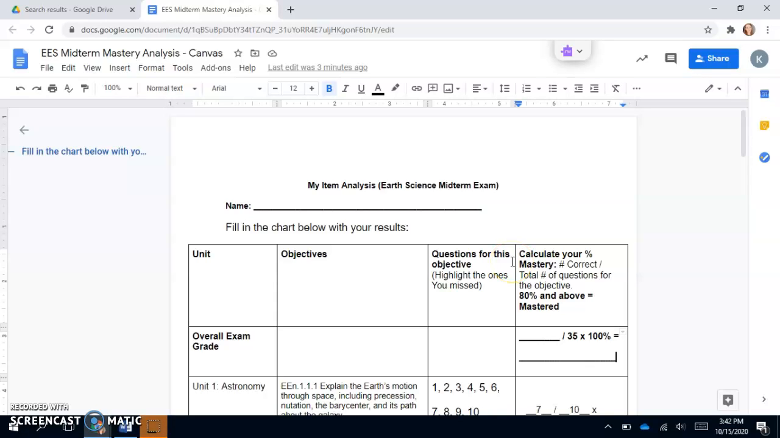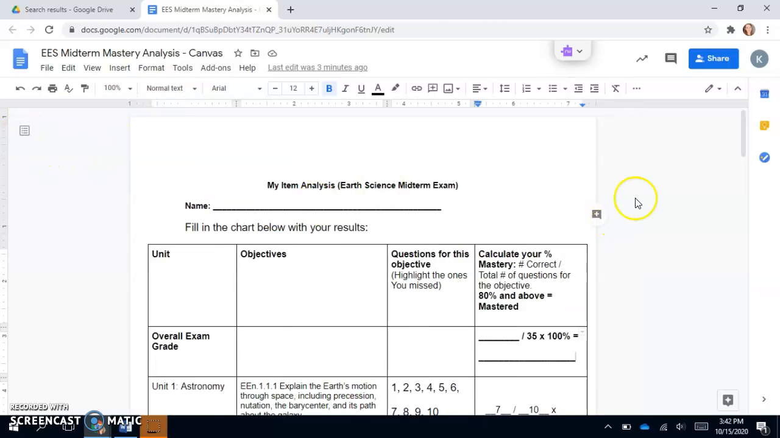Today I'm going to show you how to create your midterm mastery analysis. This is an assignment, the first one that's due for quarter 2. Basically, it's going to help you break down and see which units you really struggled on in your midterm, and then it's going to help us see which units you actually mastered the content.